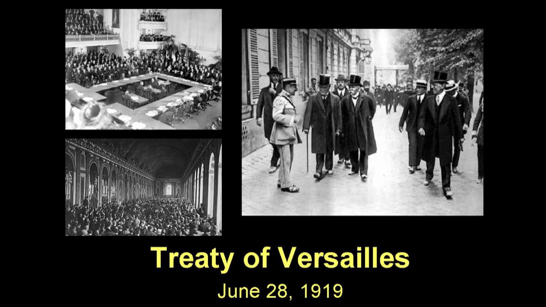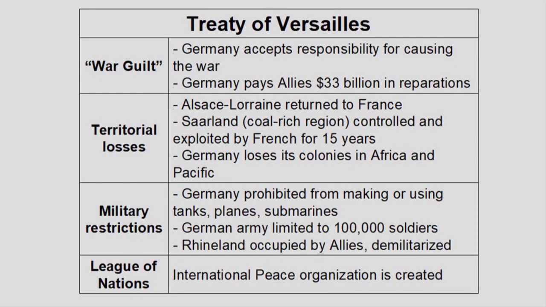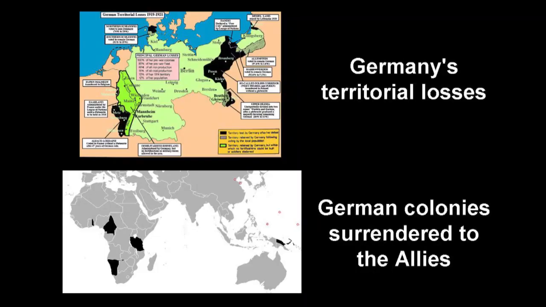You'll recall that at the end of World War I, the great powers signed a Treaty of Versailles. The treaty was extremely punitive. It required Germany to sign a guilt clause claiming responsibility for the entire war, and required Germany to pay the Allies $33 billion, which was a crippling amount of money. Not only that, Germany lost its territories and had severe restrictions placed on its military.